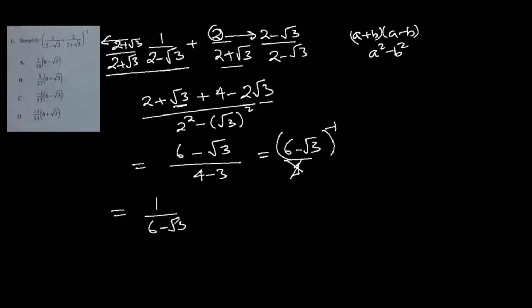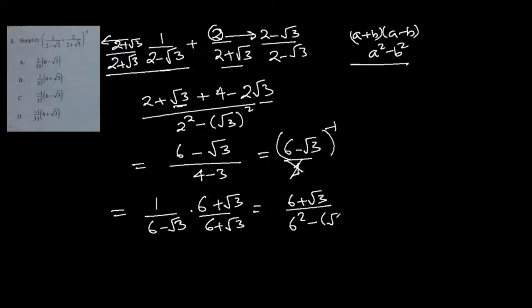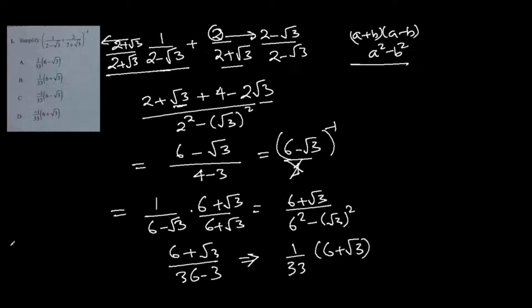And it is again a third form. So we cannot leave the denominator like this. So we'll have to multiply by the conjugate again of the new denominator. So it will become 6 plus square root 3 over same identity again, 6 squared minus square root 3 squared. So 6 plus square root 3 over 36 minus 3, and that comes out to be 1 over 33, right? And 6 plus square root 3 inside. So B is your answer.